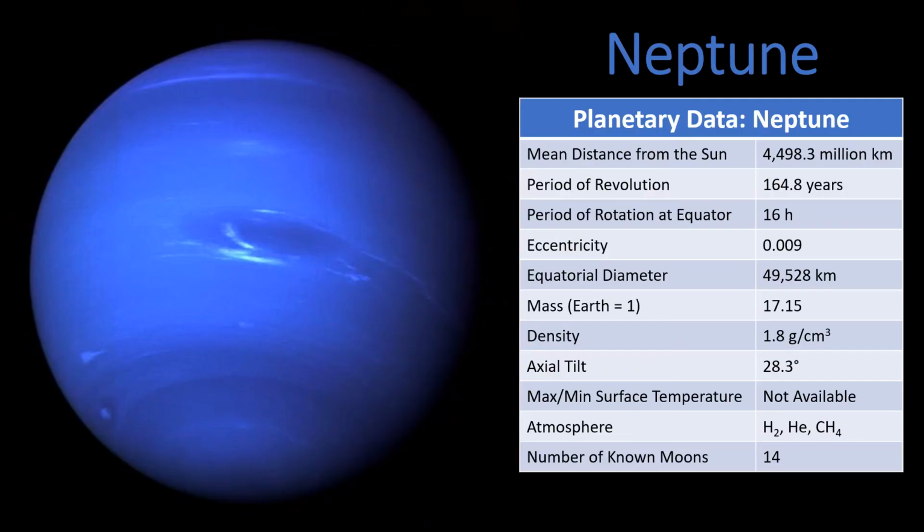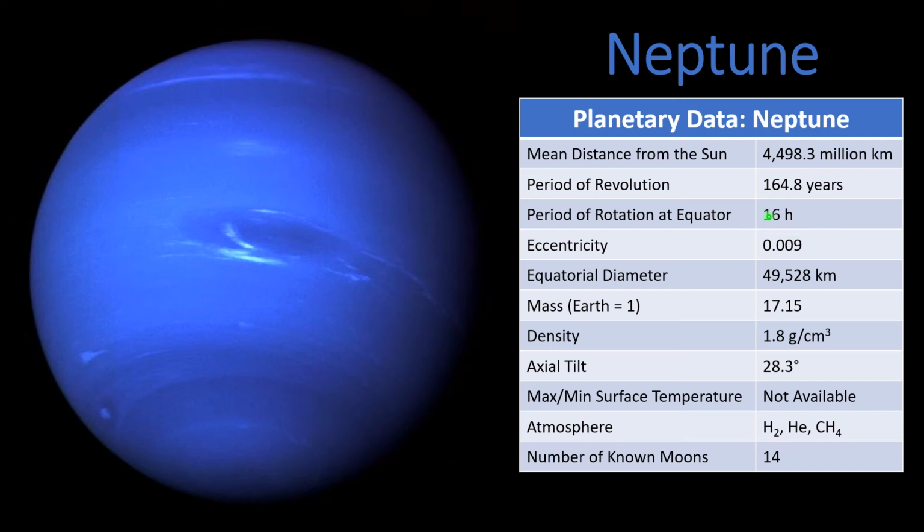Then we get to Neptune, another bluish looking planet, similar atmosphere to Uranus. Much, much farther though, 4,498.3 million kilometers from the Sun. It takes 164.8 years to make one orbit around the Sun. So there's not a person alive on the Earth that has ever been alive long enough to have Neptune make one orbit in their lifetime. Gives you an idea how long it is.